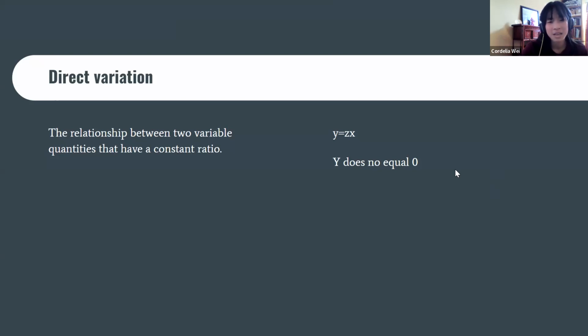Don't worry about it. Okay, so next up, we have direct variation. Direct variation is the relationship between 2 variable quantities that have a constant ratio. So basically it'd be y equals kx, that's just direct variation, where y does not equal 0. So it's pretty simple.